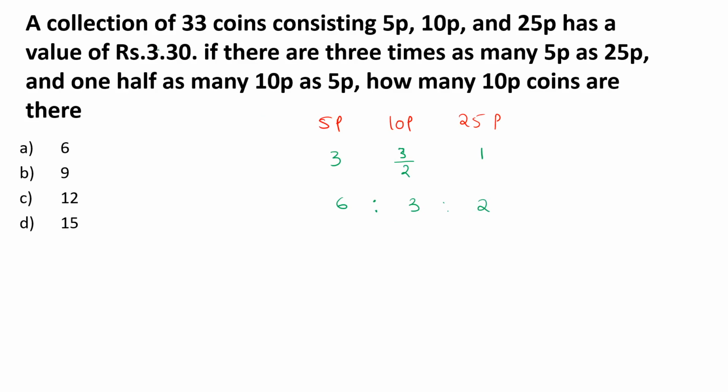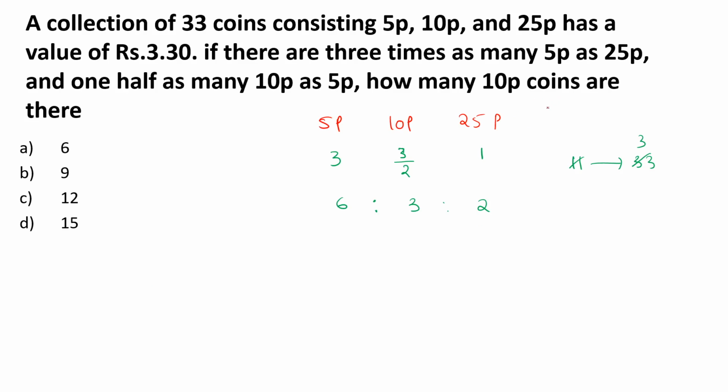But according to the question, there are 33 coins. Now compare this. The sum of 6 plus 3, 9 plus 2, that is 11. According to the numbers we assumed, the number of coins is 11, but the actual number of coins is 33. That is nothing but 3 times the value. To get the correct answer, we need to multiply any number with 3.